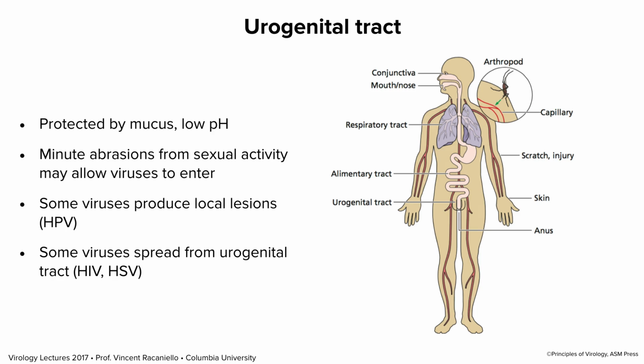Urogenital tract is another example of a mucosal layer that's exposed to the world. It is also protected by mucus and low pH, but abrasions can let virus into these cells that line the urogenital tract. And we know a number of viruses that infect there, for example, the human papillomaviruses, which can cause warts, anogenital warts, and cancers. Also, HIV and herpes simplex viruses infect the urogenital tract. They can spread elsewhere, as we'll talk about later.